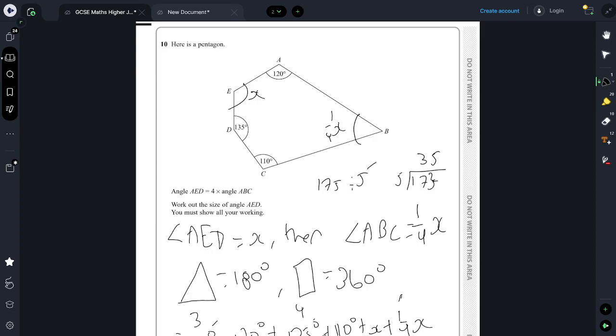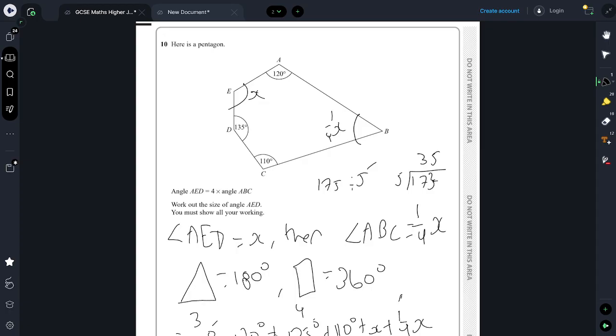Oh God, a pentagon. Oh, what's all this? Oh God, so many angles. Again, make this x, and then you know you're given this, so then it's a fourth x. Well, there's only one unknown. What do I know about angles? Well, I know they all have to add up to 540. So then I've got an equation, I can find x. There we go.